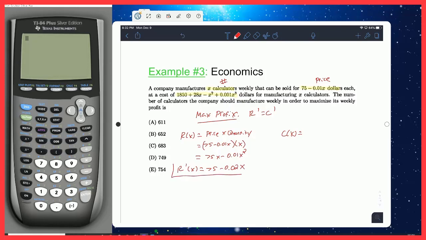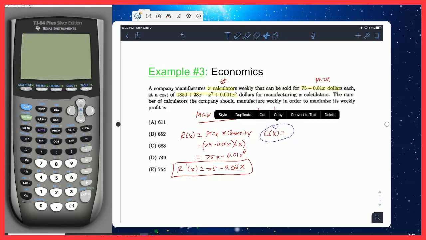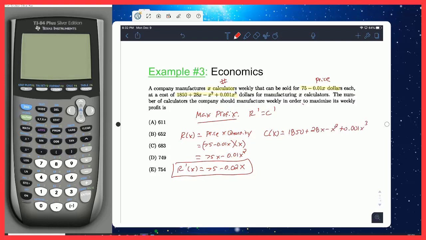So this is the first function I'm going to need. Cost. I'm going to scooch it over a bit because it's a big function. Ooh, drop the stylus there. That definitely happens sometimes. That's all right. C of x is equal to 1850 plus 28x minus x squared plus 0.001x cubed. So marginal cost is equal to that derivative, which is 28 minus 2x plus 0.003x squared.